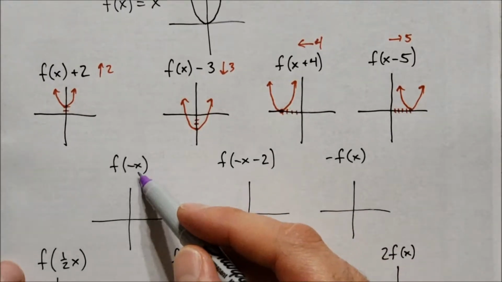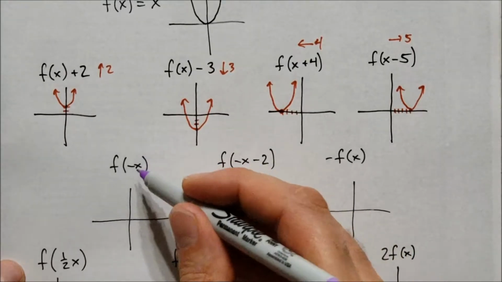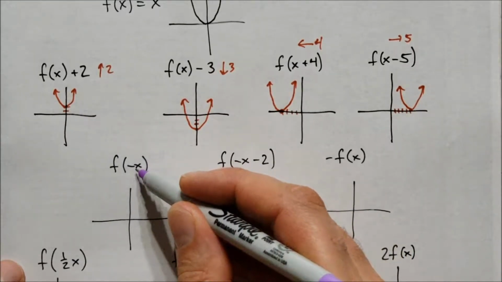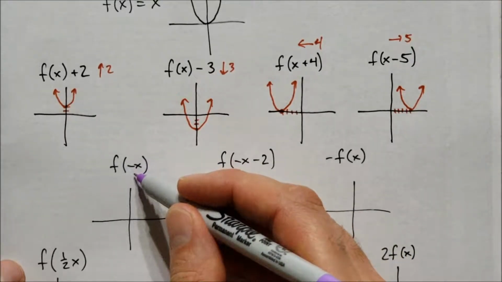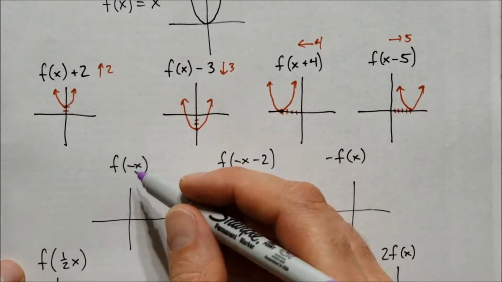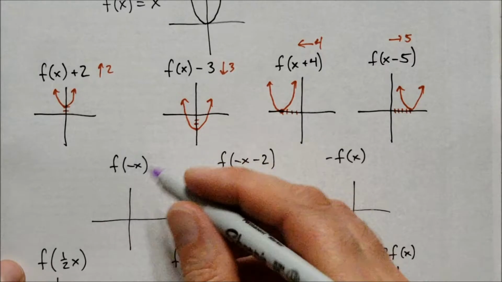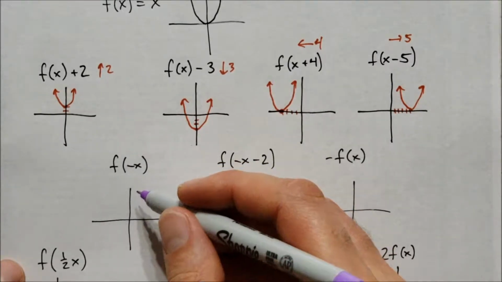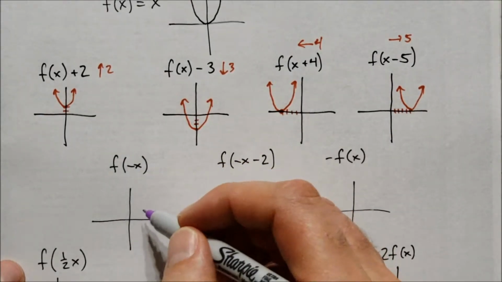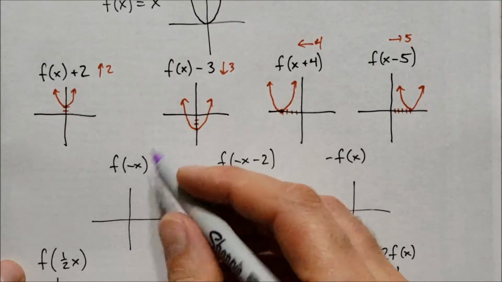Negative x on the inside of the parentheses. This affects the x values. All of the positive x's are now negative x's. All the negative x's are now positive x's. But on our original function, this was symmetric about the y-axis. So this is still going to be symmetric about the y-axis because we haven't shifted left or right. We're just swapping all the x's.